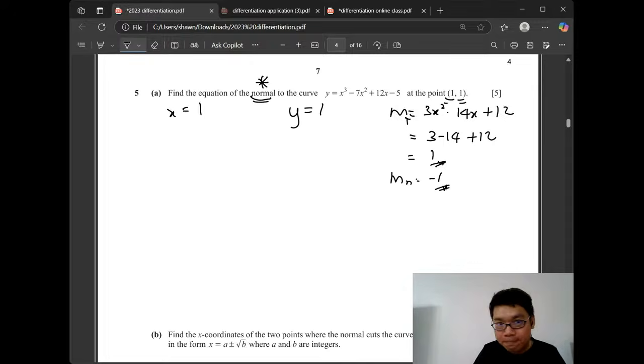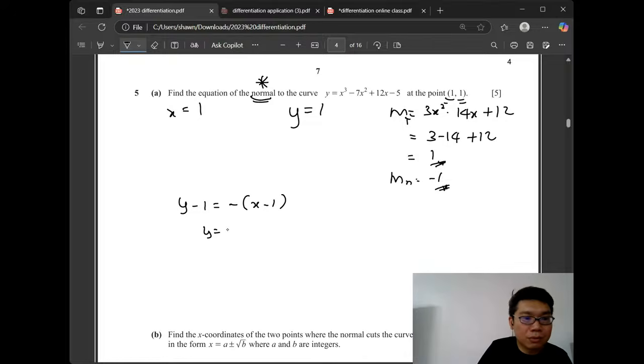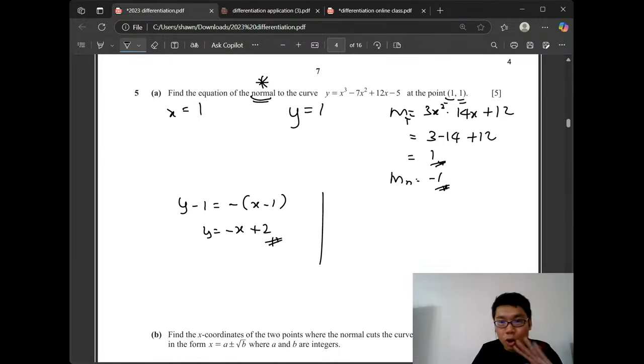After we have this, we can use either y equals mx plus c or y minus y1 equals m times x minus x1. If you want to write in y equals mx plus c, it's okay also. So it's 1 plus 1 is plus 2. It's not compulsory for you to write in this way. You can leave your answer in this way.